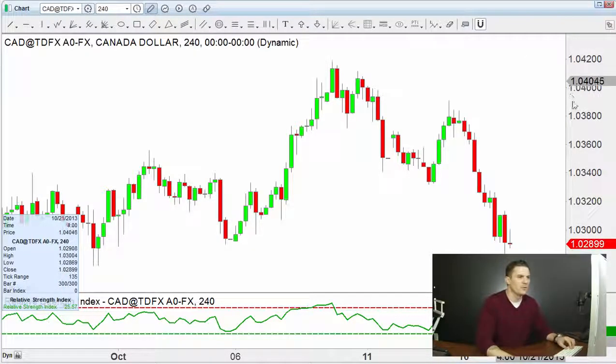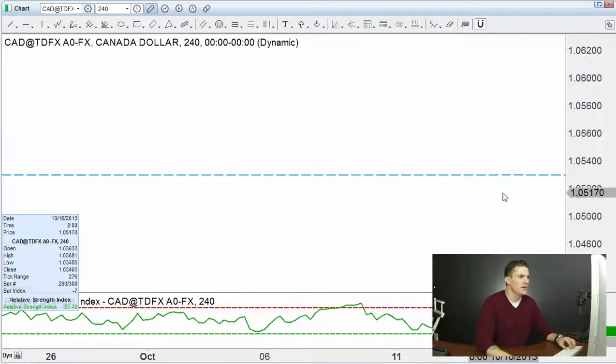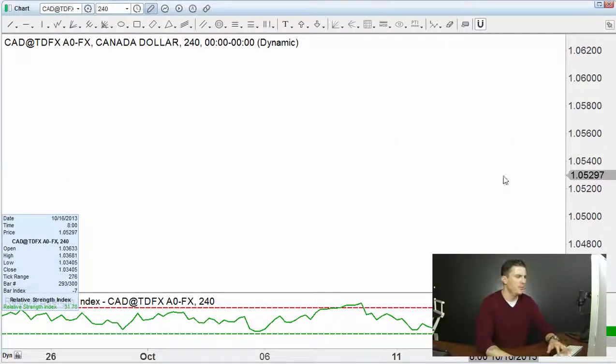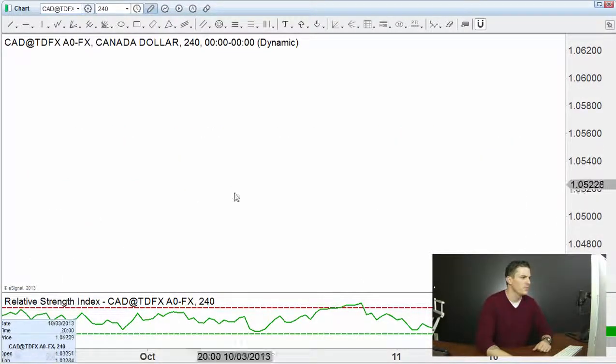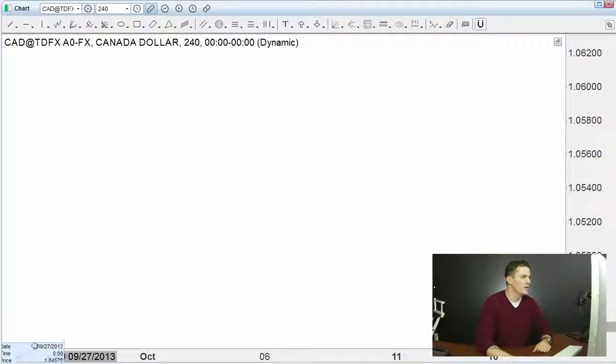It doesn't matter what chart we have up, because I'm not going to use the chart today. I'm just going to use the blank part of the screen. Let me get rid of the RSI here. So now we've just got a blank template.